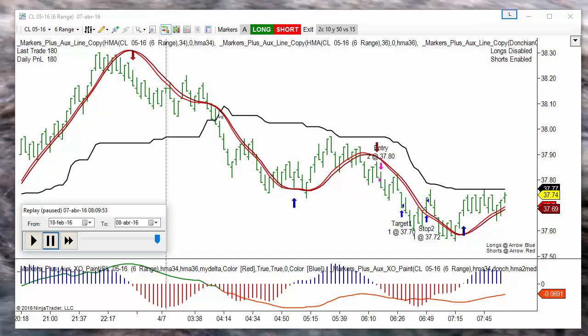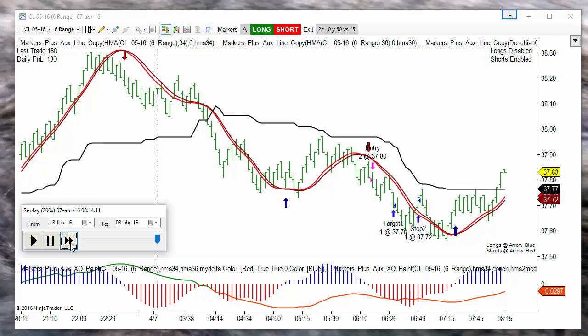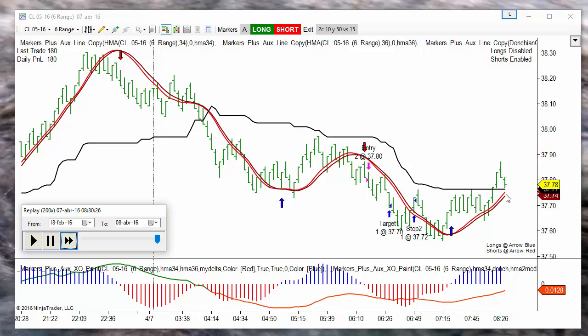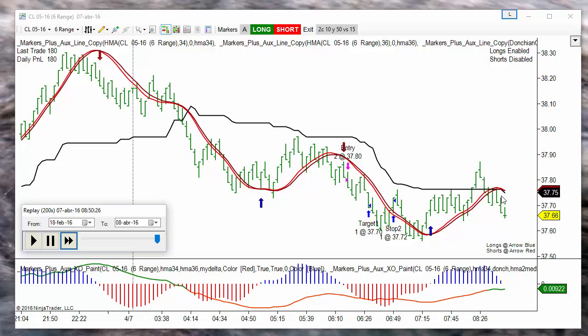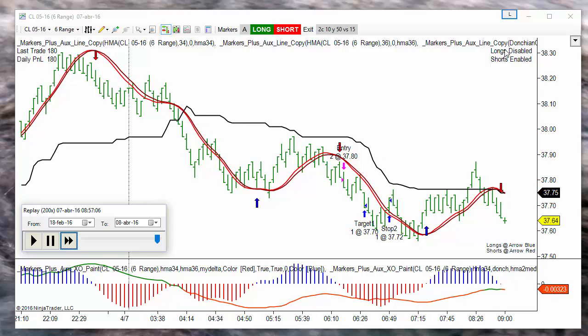Looking at this line, we can see from where we are on short mode. The other histogram shows the distance between the two HMAs. When we have a cross, this is an upside cross, so this is a long signal, a blue arrow. If this crossover happens below the median, then we have a short.